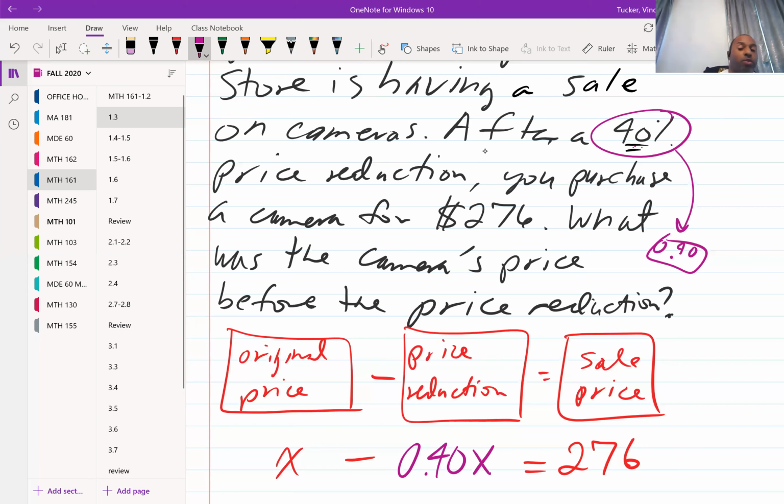So questions on the setup before we go any further? So you said of represents multiplication? Yes. Whenever you use the word of mathematically, you should be multiplying. All right, thank you.